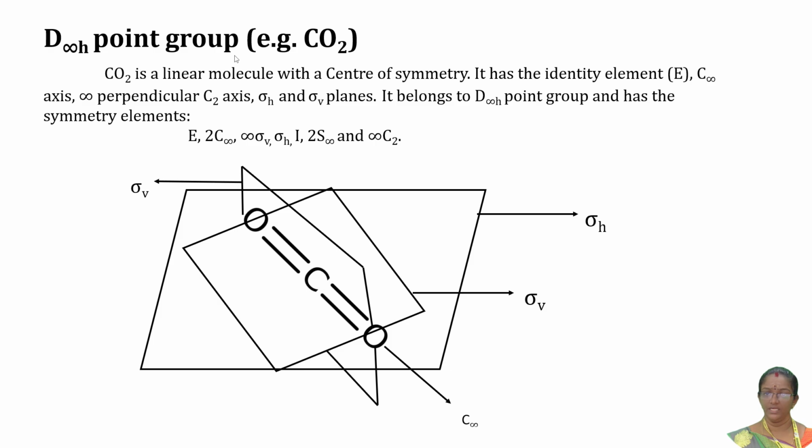Next, the D∞h point group. The carbon dioxide molecule, which has a linear structure, possesses this D∞h point group with the center of symmetry. It has the identity element E, C∞ axis, perpendicular C2 axis, one sigma h plane and one sigma v plane, and it belongs to the D∞h point group and has the symmetry elements E, 2C∞, infinite number of sigma v planes, 1 sigma h, i the inversion center, 2S∞ improper axis of symmetry, and an infinite number of C2 axes.